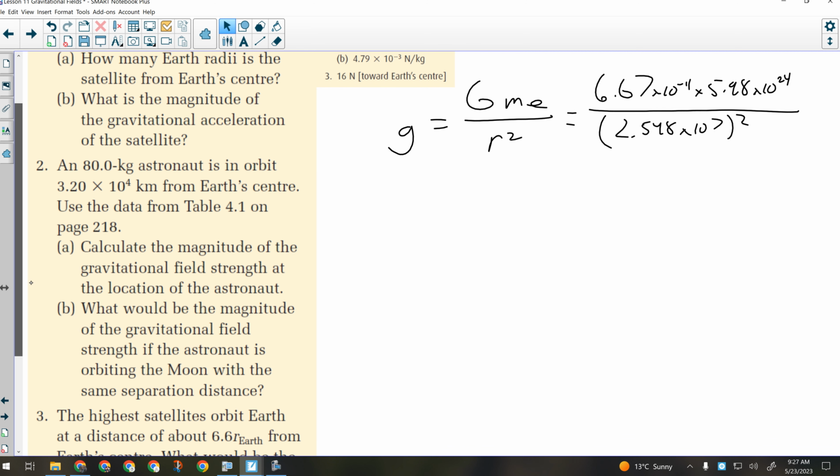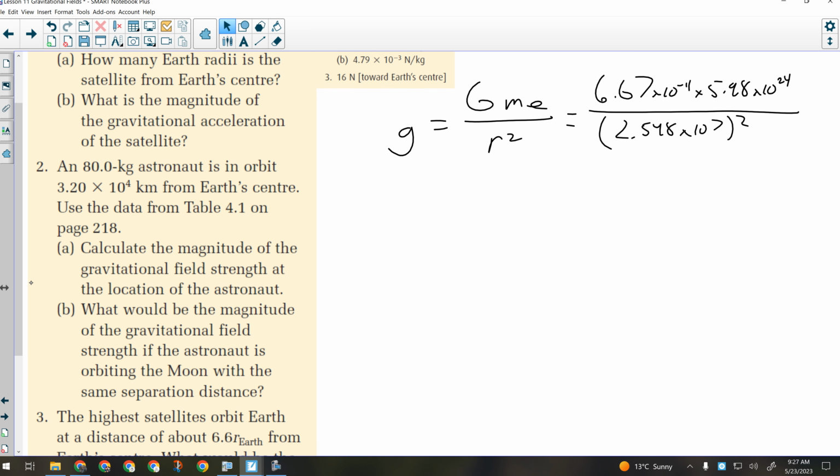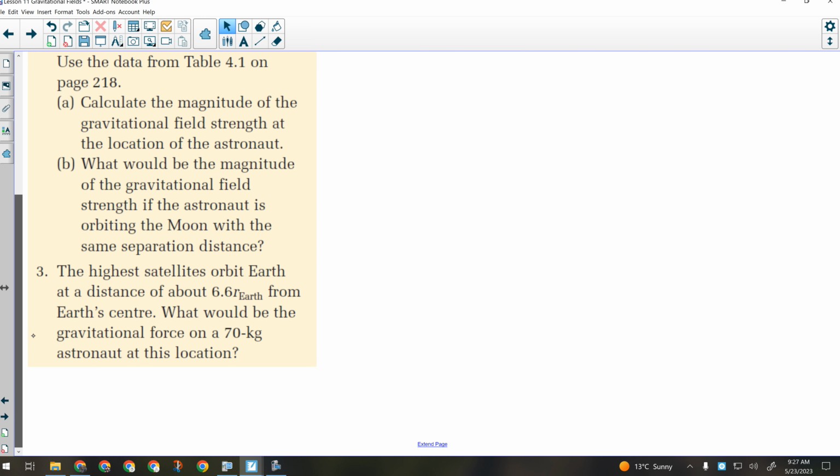The big trick with that one was obviously it gave you the distance in kilometers. Now, try number 3. With number 3, what's the trick?